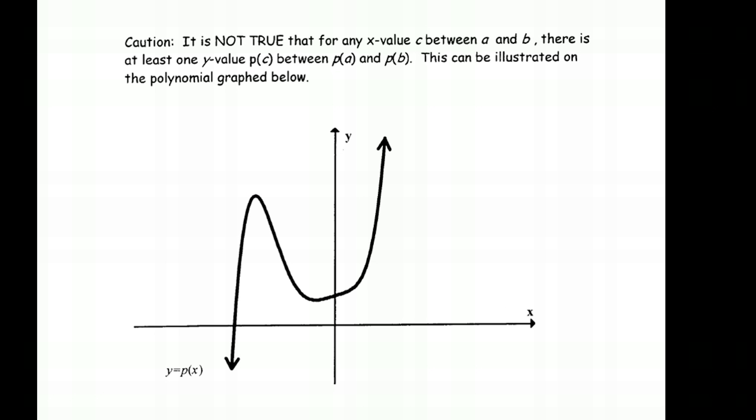Now, it's not true that for any x value between a and b that there's at least one y value between p of a and p of b, and I'll show you here. Okay, so there's our closed interval ab, and there is c. It's located between a and b, and let's find our y values. You can see that p of c does not lie between p of a and p of b, so it only works the other way. So make sure you understand that.